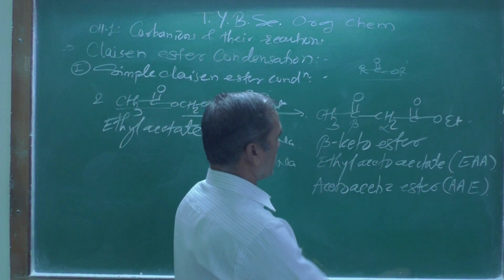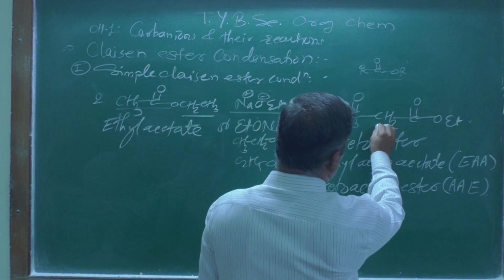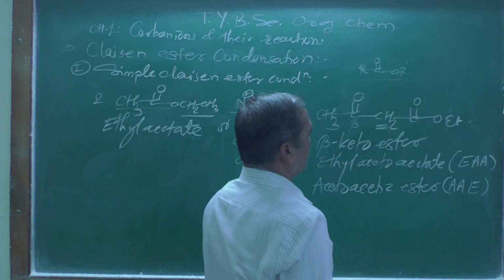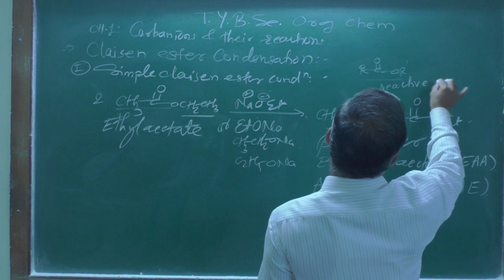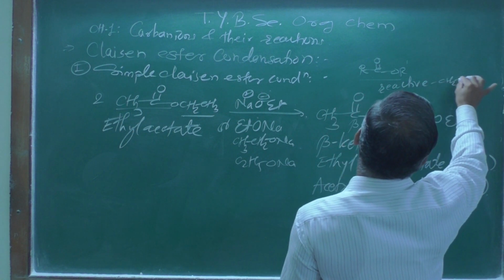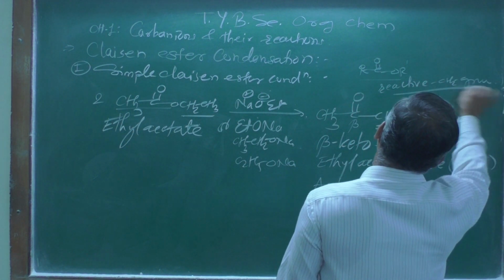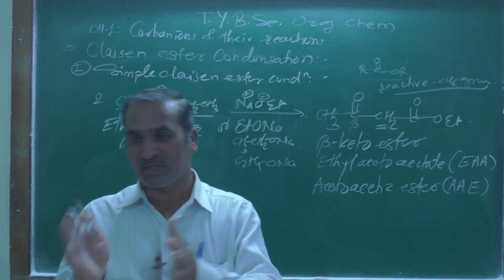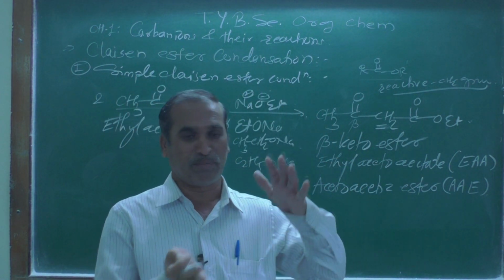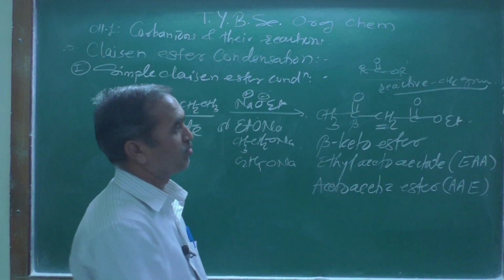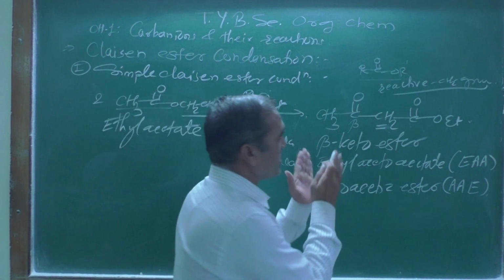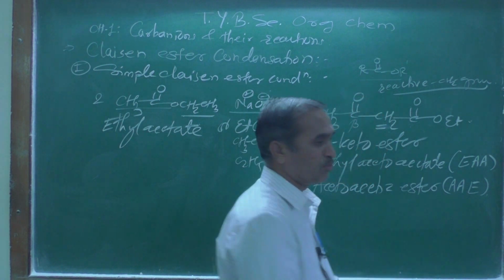Why is it versatile? Let us look at it. This CH2 group is known as a reactive methylene group. Why is it termed a reactive methylene group? One more question may appear in an exam. Remember what is known as a reactive methylene group.